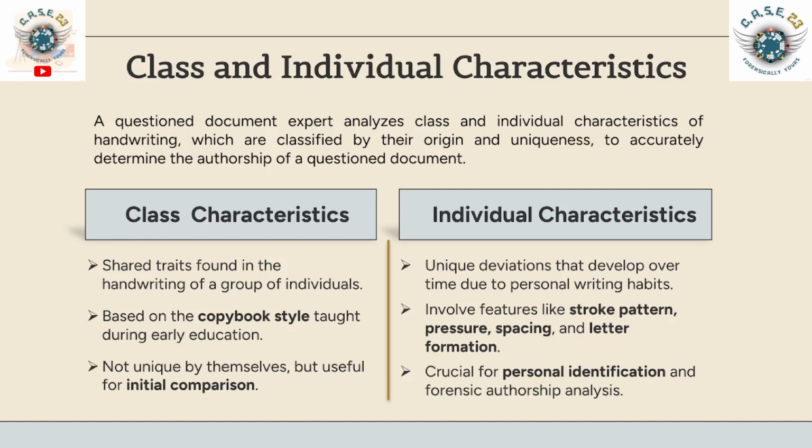Alright then, now that we know that handwriting is unique to every individual, let's talk about the two main categories forensic experts look at, that are class characteristics and individual characteristics.